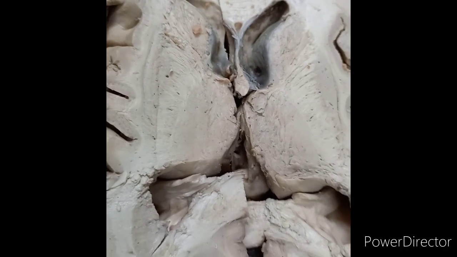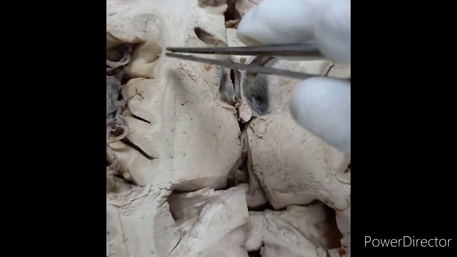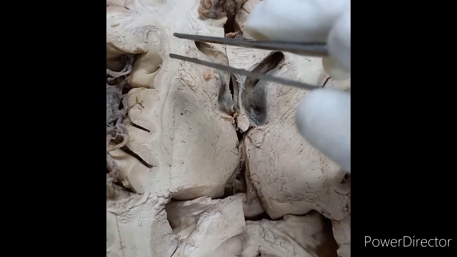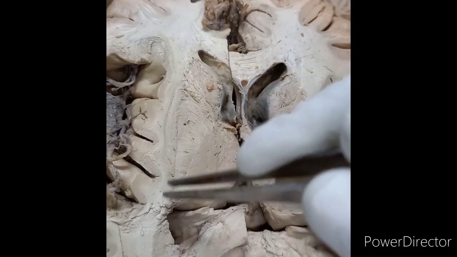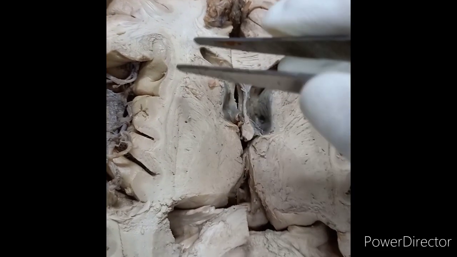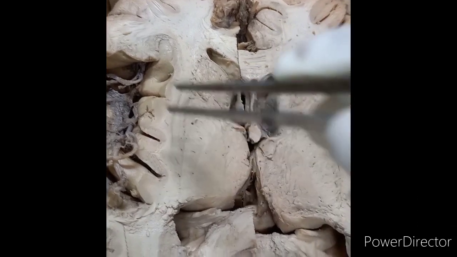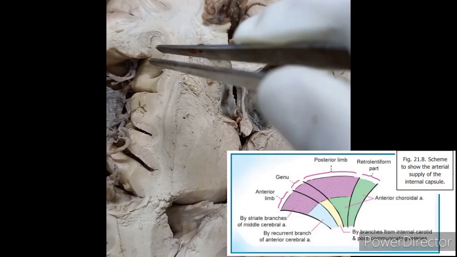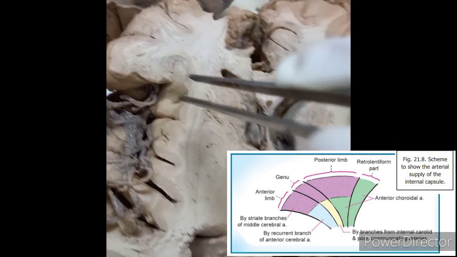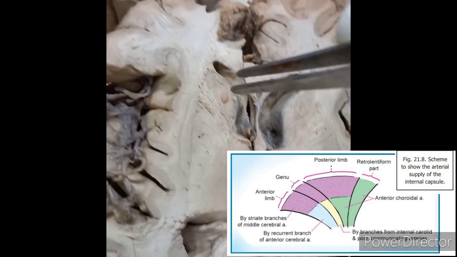So, that is all for the internal capsule. All the cortical projection fibers are located in a compact bundle here. So, the arterial supply of the different parts of the internal capsule is very important. These arteries are end arteries, the central branches of the cerebral arteries.